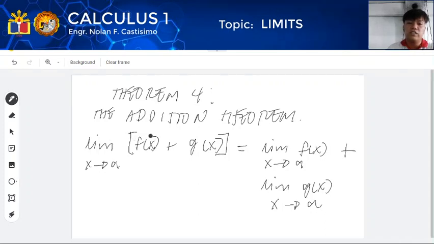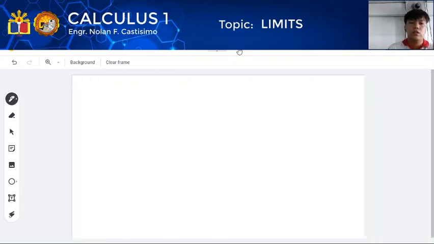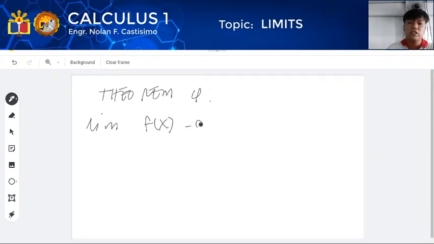So, dalawang function ang meron sa atin. So, ano yung first function natin? F of x. Kung mapapansin nyo dito sa kabila, hiniwalay lang siya. So, the limit of f of x as x approaches a. Ganon din sa g of x. Plus, the limit of g of x as x approaches a. So, kapag sa subtraction, papalitan lang natin ito ng minus. Susulat ko sa kabila. So, Theorem 4 pa rin tayo. Theorem 4. The limit of f of x minus g of x as x approaches a.